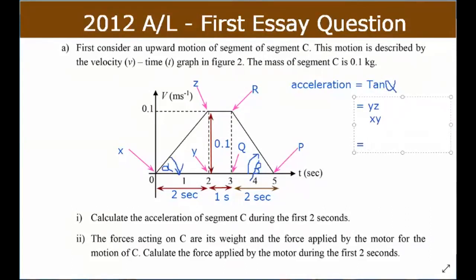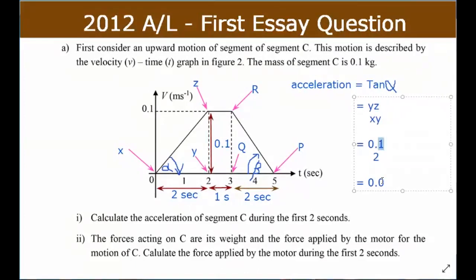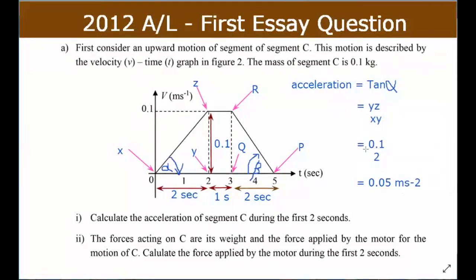0.1. What is the length of the XY side? 2. Therefore, what is the acceleration? 0 divided by 2 is 0. 1 divided by 2 is 0.5. Then 0.1 divided by 2, because you have a decimal point, so 10 divided by 2 is 5. So this is the acceleration during the first 2 seconds. Complete there. Draw the graph and complete this answer.